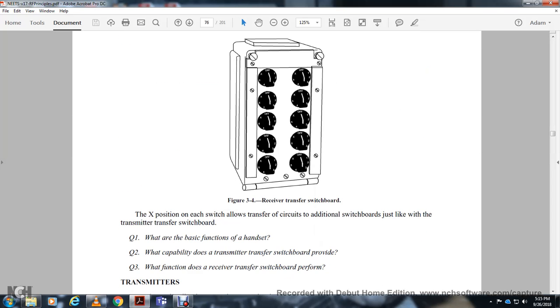Figure 3.4 shows the receiver, the transformer, and the switchboard, with the X position of each switch allowing the transformer circuit the additional switches, just like the one on the transmitter transfer switch.